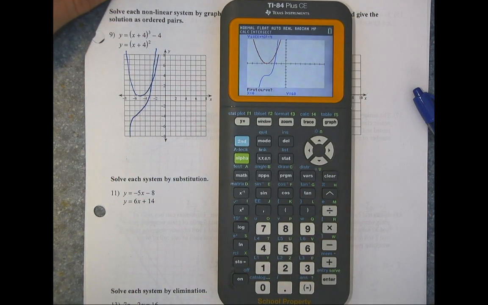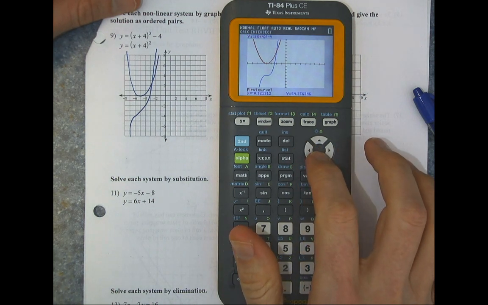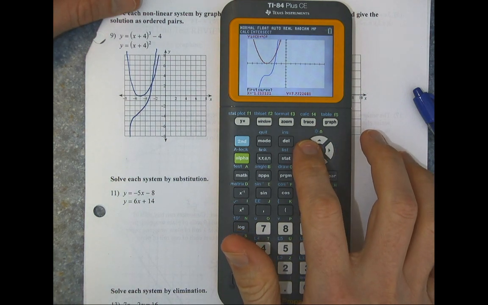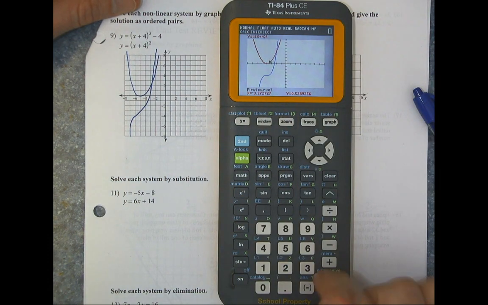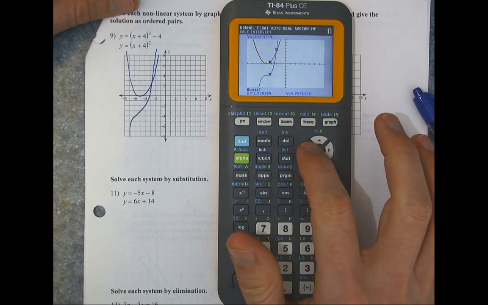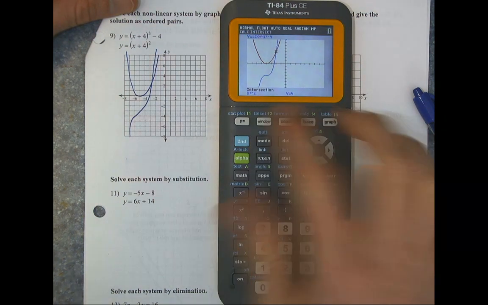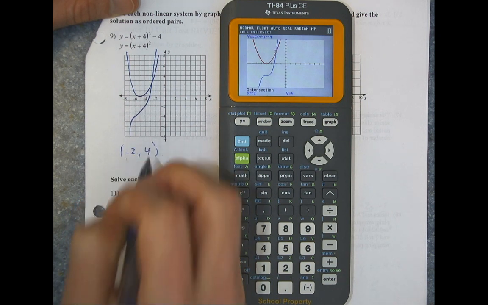Calculator will ask us to identify which two curves we're trying to find the intersection of. So right off the bat here, I don't see the cursor, so I'm going to scroll sideways. There it is. Okay, so my first curve I'm going to call the red one. Second curve I'm going to call the blue one. If you did that opposite, it doesn't matter. And now where it says guess, I need to scroll over close to that intersection and hit enter. And my answer here is negative 2, 4.